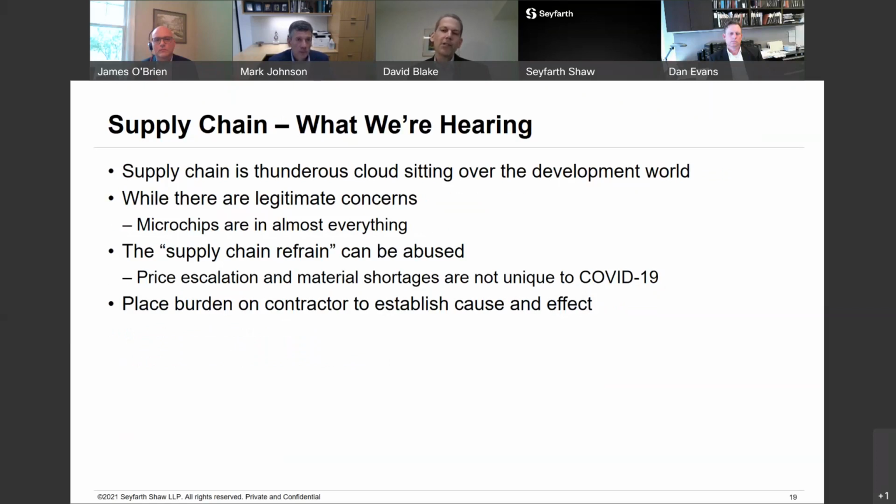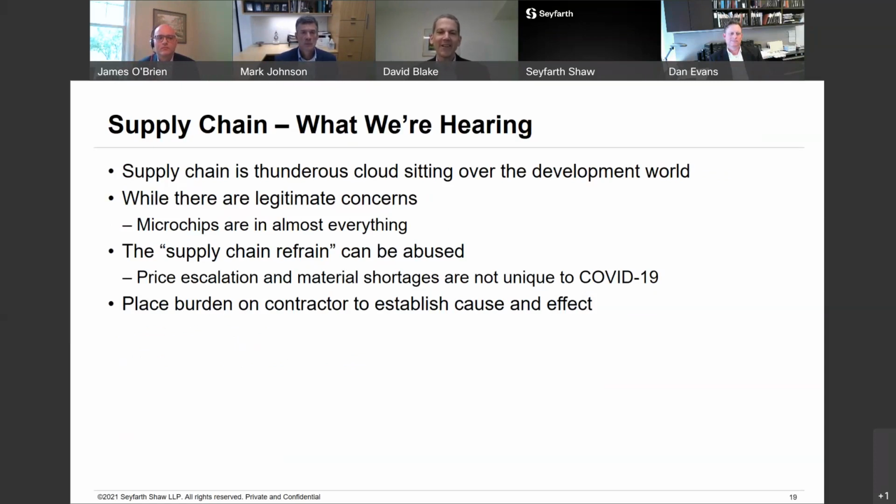And the last thing I want to mention is not legal in terms of how you can change your contract to address COVID-19, but more sentiment, what I'm hearing from real estate developer clients about COVID-19. And the overarching theme is supply chain. And one of my clients, I like the way he said it, is that the supply chain is a thunderous cloud sitting over the development world. And you wake up the next day and it's still there.